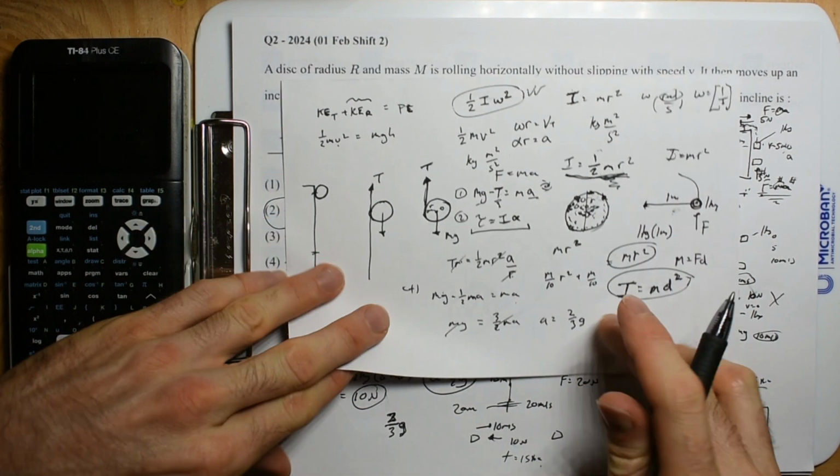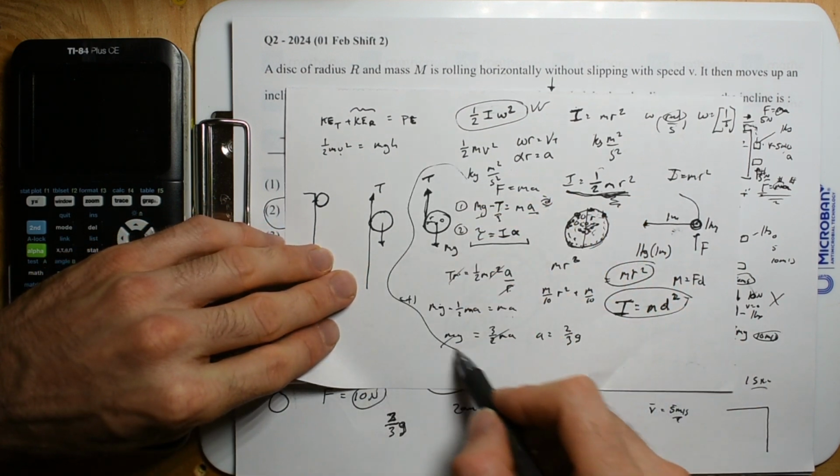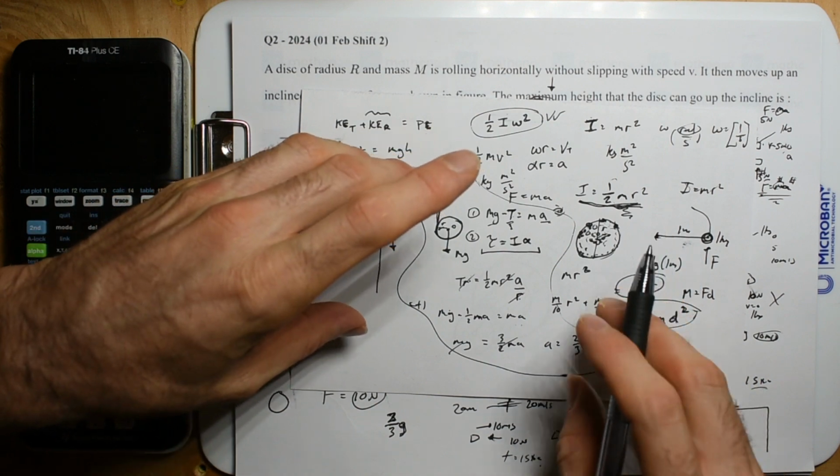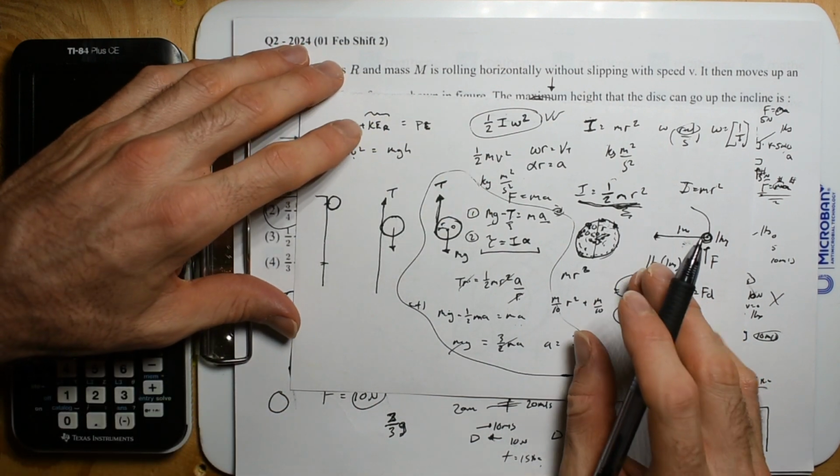So this is a problem that you should just have in your pocketbook. You know what I mean? This would be probably the easiest one to do.